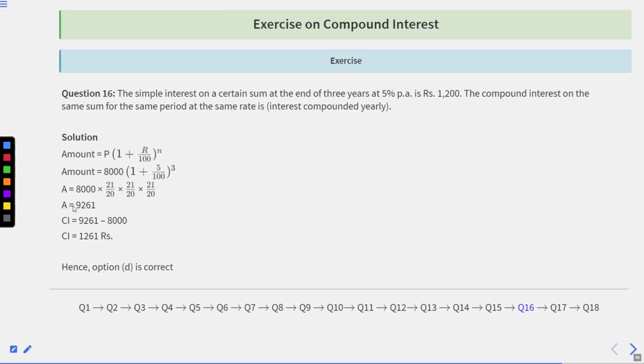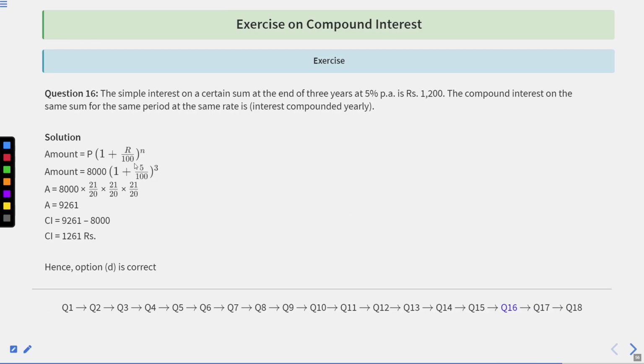And again, as we know, amount is equal to P into 1 plus R upon 100 to the power N. So P is 8000, R is 5 and N is 3. So it will be equal to 8000 into 21 upon 20 into 21 upon 20 into 21 upon 20. So when you simplify this, you get amount is equal to 9,261. And the compound interest will be equal to 9,261 minus 8,000, which is 1,261 rupees. So the correct option here is option D.